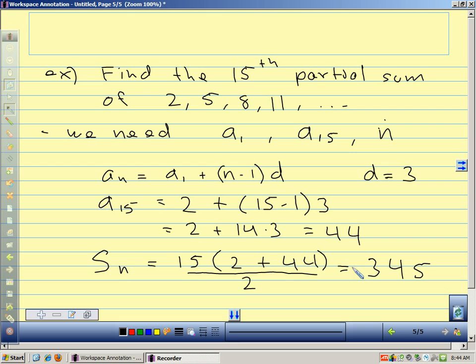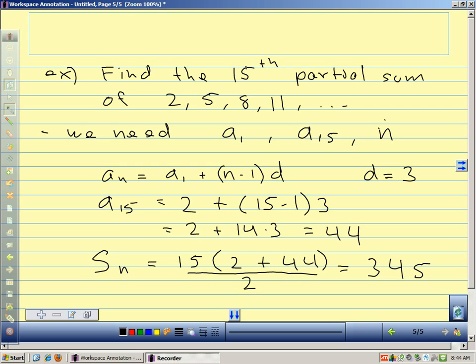Yeah, Cedric. Yes. So the 15th partial sum is all the numbers for n equals 1 through 15. So the first 15 numbers of that sequence all added together. That's what the 15th partial sum is. So you're just taking 15 of those terms and adding them together. Okay? All right, questions on this?